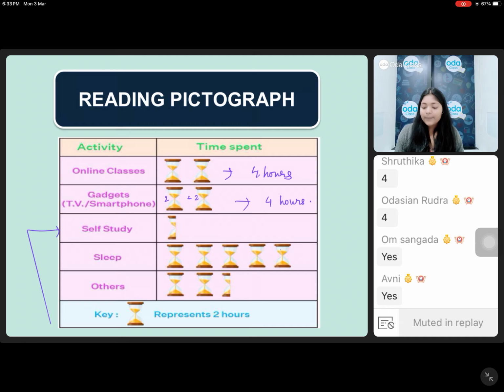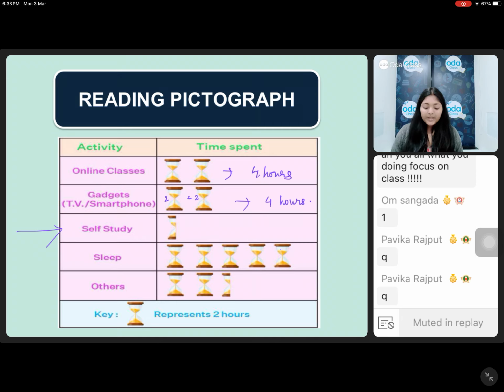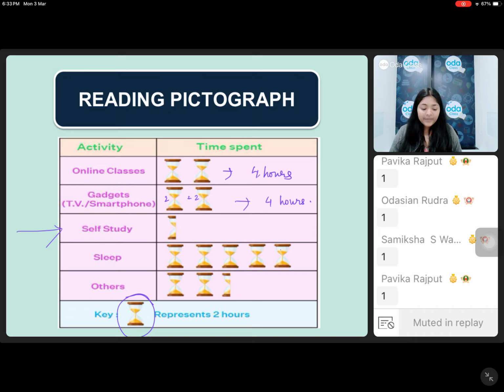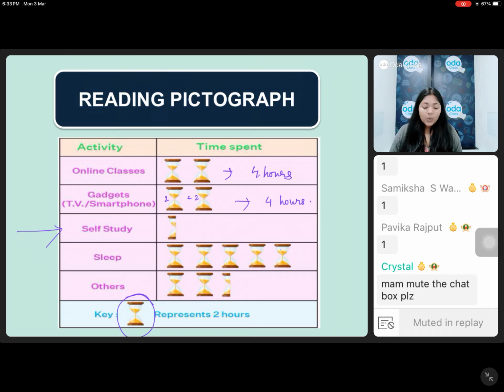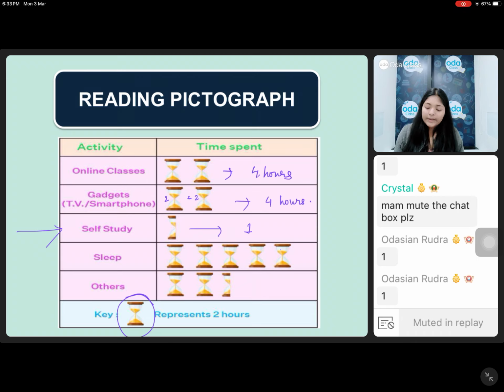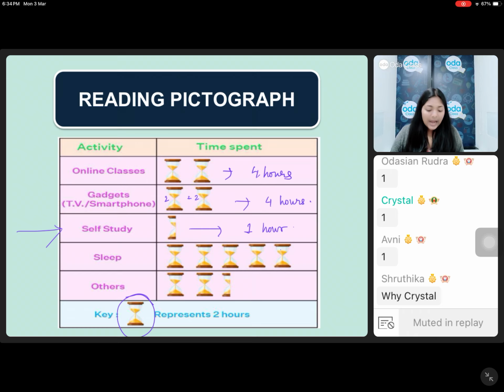Now tell me how much time has been spent on self-study. If 1 hourglass is representing 2 hours, see it carefully, it is only half. So what is the half of 2 hours? What is the half of 2 hours, बच्चा? 2 hours का आधा कितना होता है? It is 1 hour. Understood? If it was complete, it would have been two. So the half of two is 1 hour. Understood? Understood, bacha?